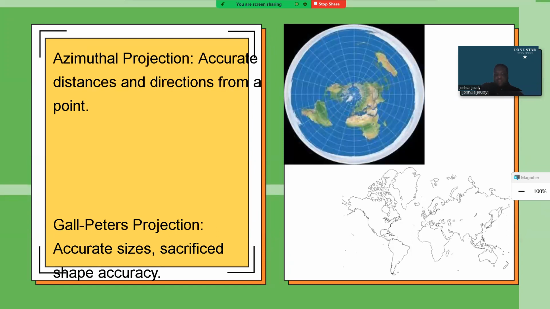Then we've got another type of projection. We get the Gall-Peters projection. This projection is similar to the Robinson projection, and it's trying to solve the same things as the Robinson. It's trying to get accurate size, but really it sacrifices on shape. It can't do everything perfectly.